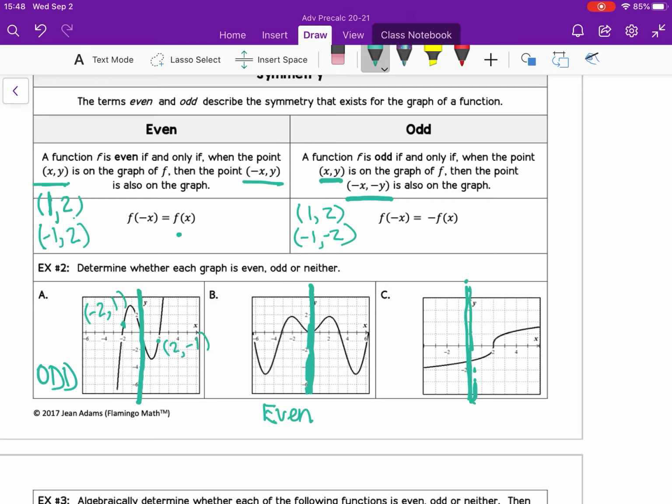And so it's not even, that's the easy one to look at. Odd would mean if this is at (3, 1), I should also have a point at (negative 3, negative 1), which I do not. So therefore it is neither.